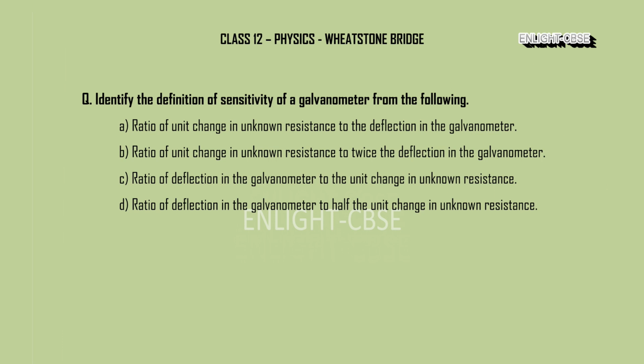Identify the definition of sensitivity of a galvanometer from the following. A. Ratio of unit change in unknown resistance to the deflection in the galvanometer. B. Ratio of unit change in unknown resistance to twice the deflection in the galvanometer. C. Ratio of deflection in the galvanometer to the unit change in unknown resistance. D. Ratio of deflection in the galvanometer to half the unit change in unknown resistance.